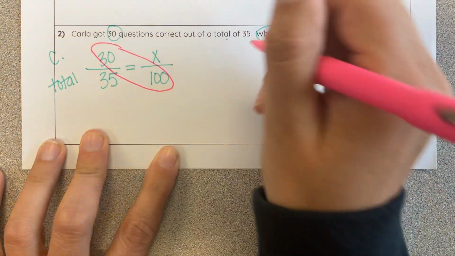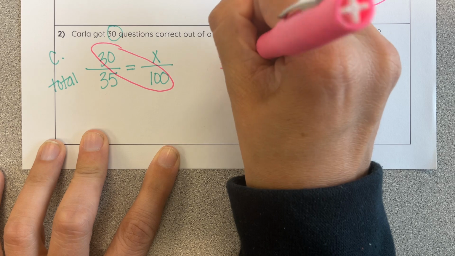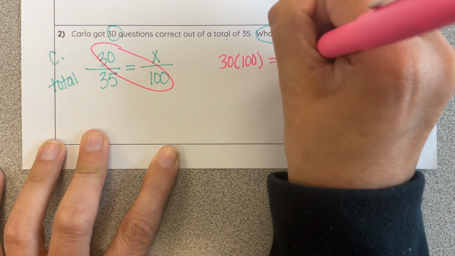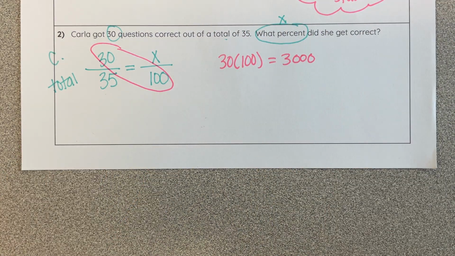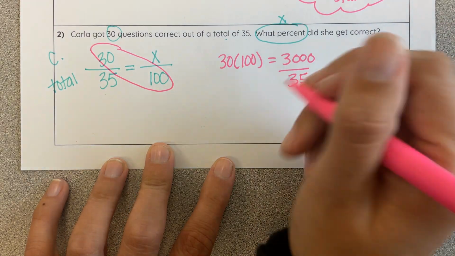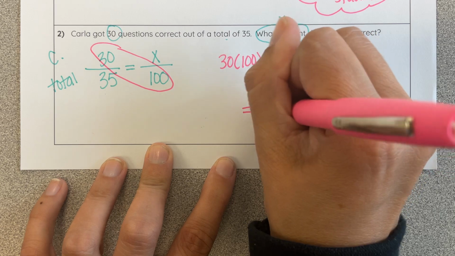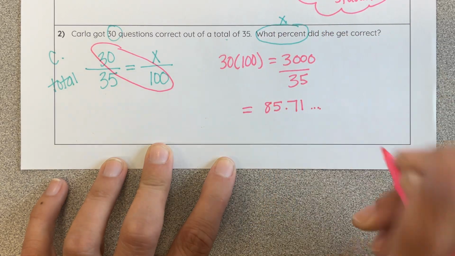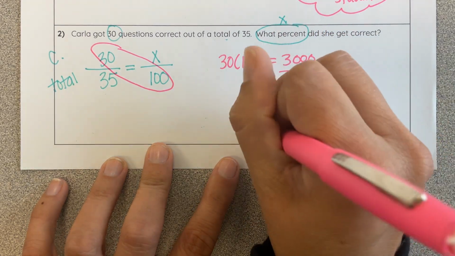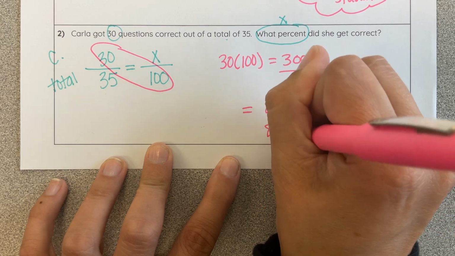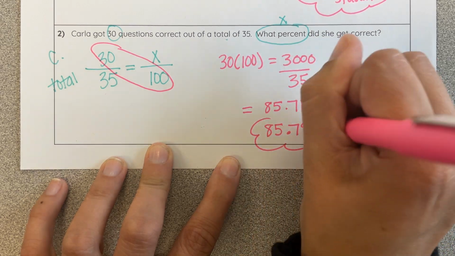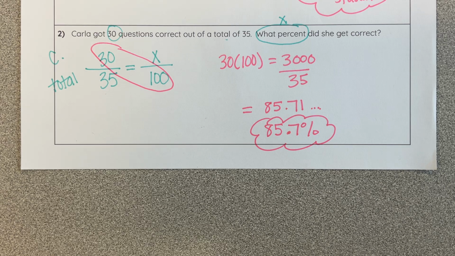30 times 100 is equal to 3,000. And then we're going to divide by 35 to get, and we're going to get a decimal, like 85.71, and so on. It says to round to the nearest tenth, so that's going to be 85.7, and we're talking about percents, so 85.7 percent. Flip over to the back.